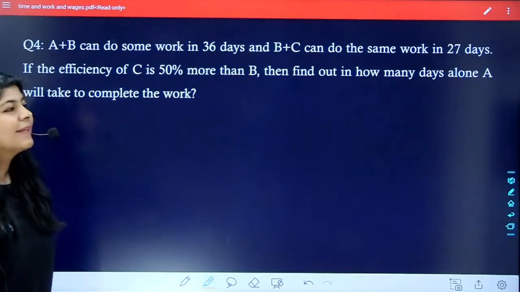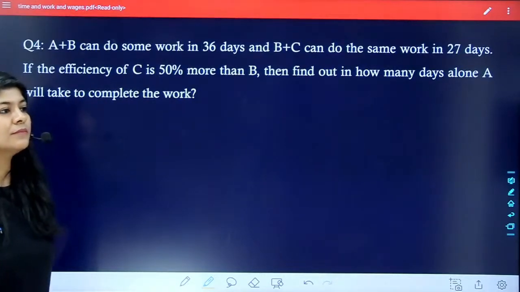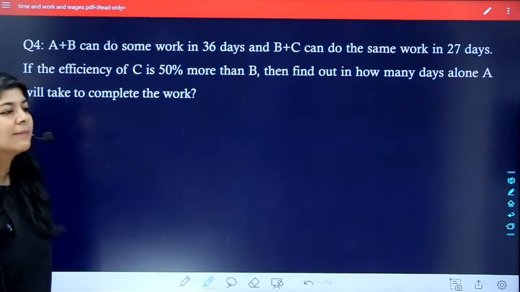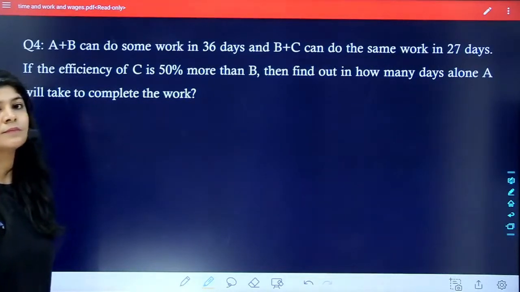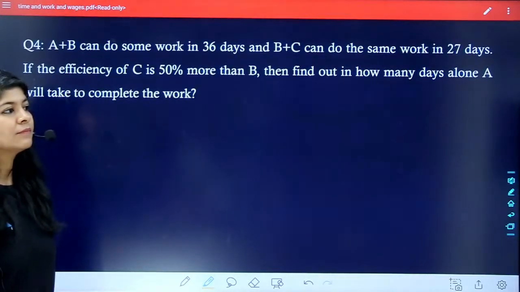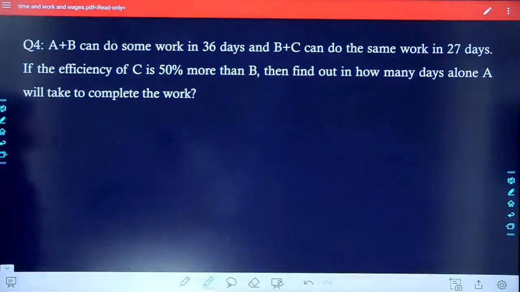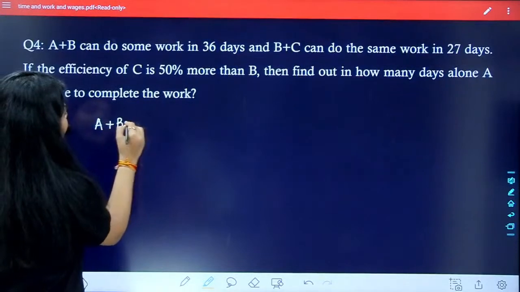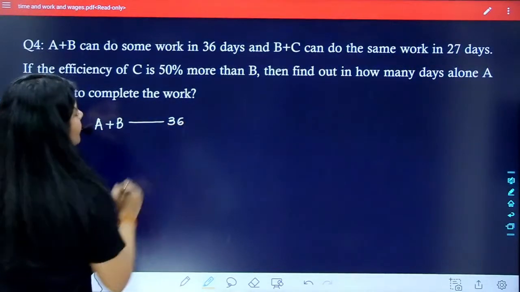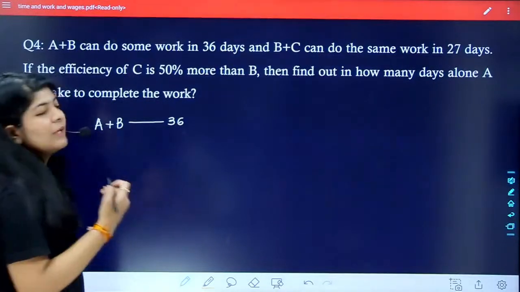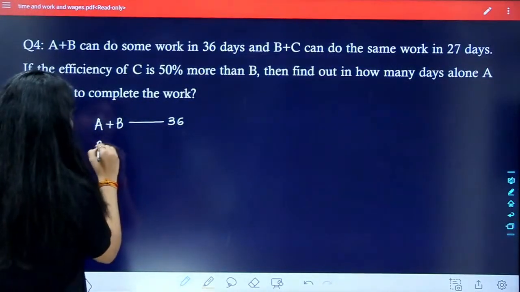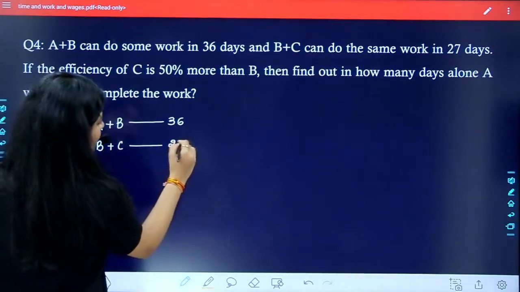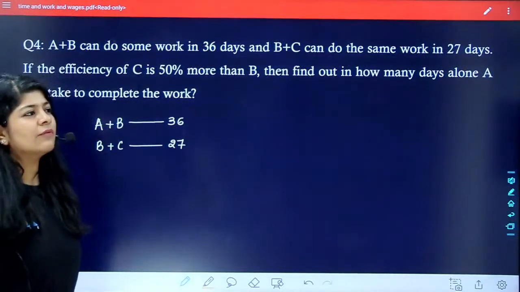Okay, anyone in the comment section? Again, we have a very simple question. Okay, so it is given that A and B together will take 36 days to complete some work, and similarly B and C will take 27 days to do the same work.